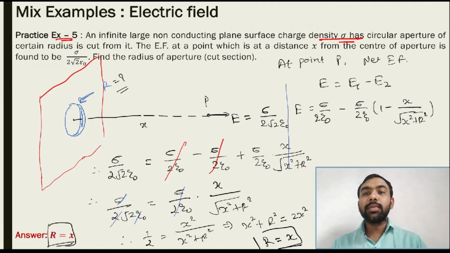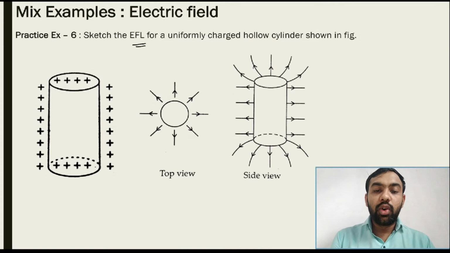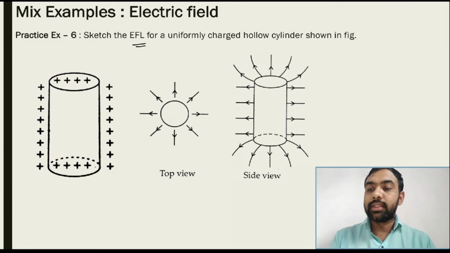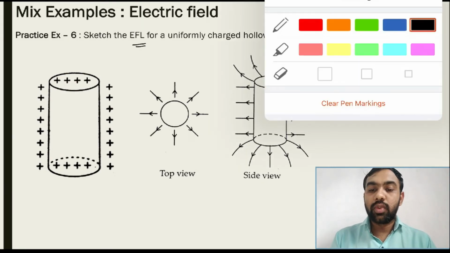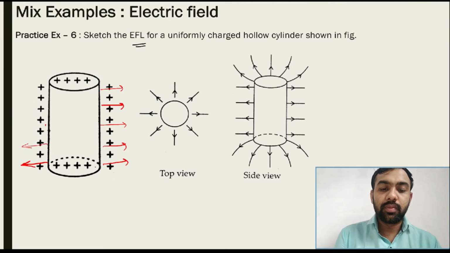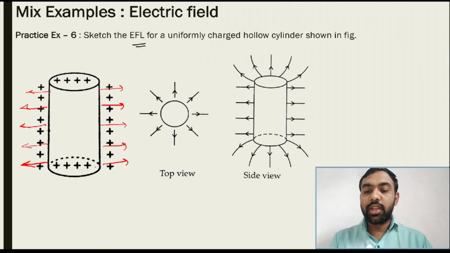Okay, note it. Let's see example number 6. Sketch the electric field lines for a uniformly charged hollow cylinder as shown in the figure. Okay, so that is a hollow cylinder. This one is a hollow cylinder. So the field lines are drawn like this for this one. Positive charge, so away from the cylinder. Okay, so actually this is shown here. This is the answer actually. This is one.